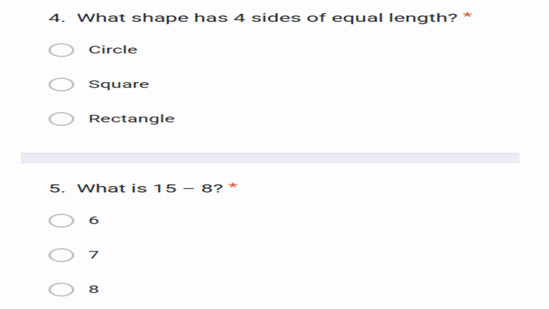Number 5. What is 15 minus 8? I want you to solve it mentally, using your head or your mind. Put 8 in your head and try to think what is the missing number to make 15. 6, 7, or 8?